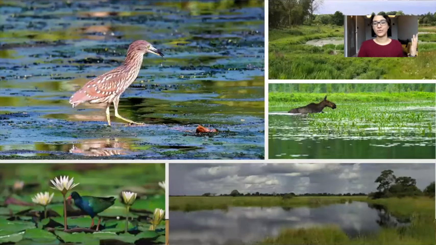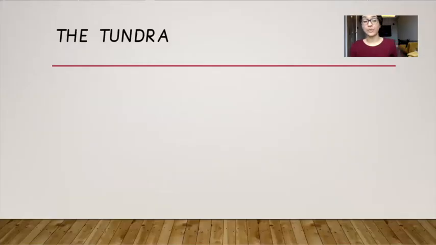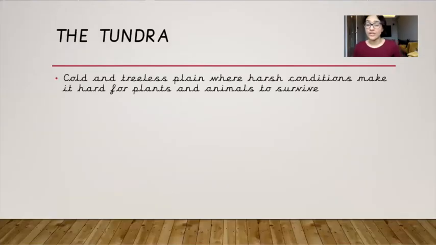This is wetland for you. A lot of underwater land going on there. You've got animals that are swimming as well. There you go. And fifth and final habitat is the tundra. Now, a tundra is a cold and treeless plain where harsh conditions make it really hard for plants and animals to survive. So it's very rare for you to see any trees there.